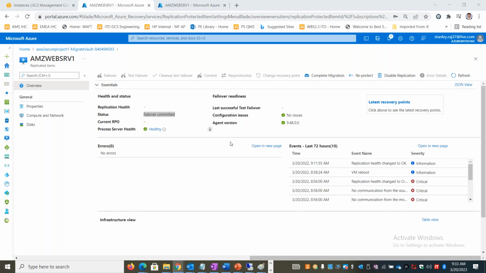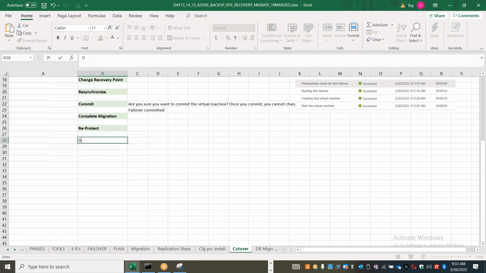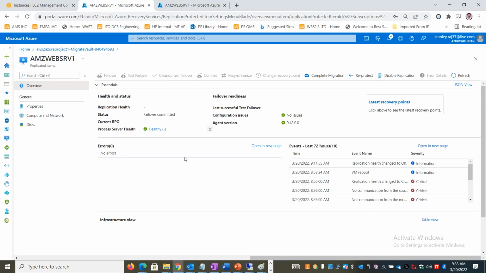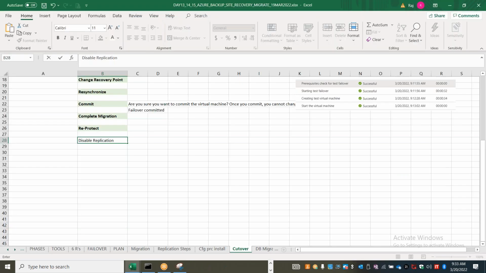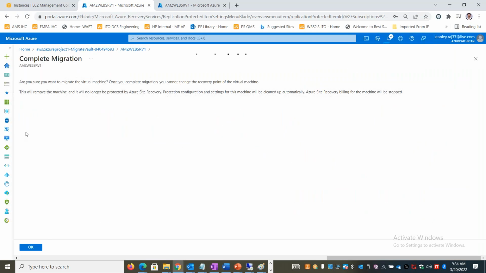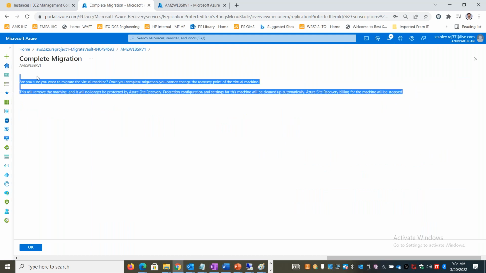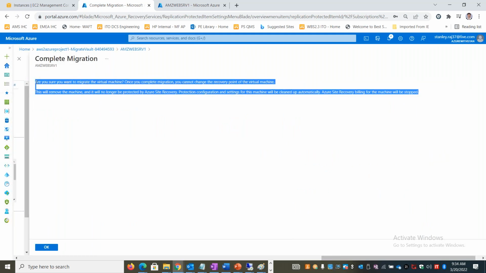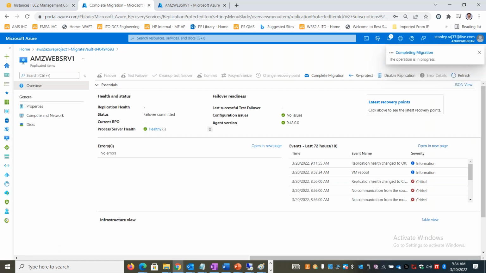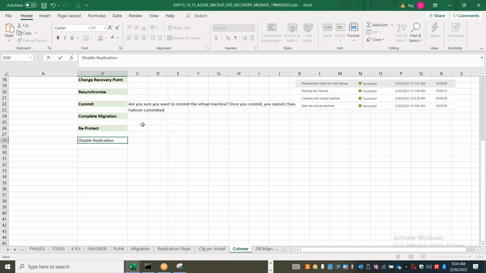And this disable replication is to stop any kind of replication from happening, and it will also give us the option to delete the source data. I typed disable replication there, right? Yeah. So I can go and complete the migration now. Are you sure you want to complete the migration? This will remove the machine and it will no longer be protected. Now we are going to complete the migration and clean up everything. Azure Site Recovery billing will also be stopped from now. Let's say complete the migration.